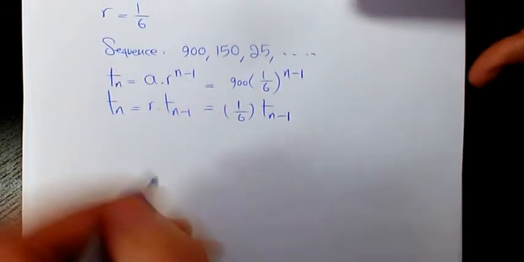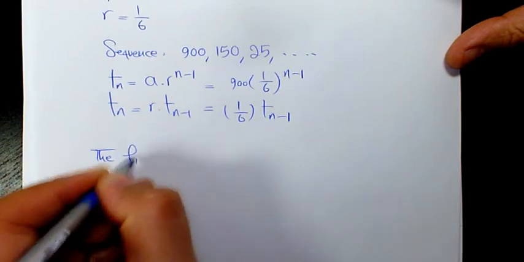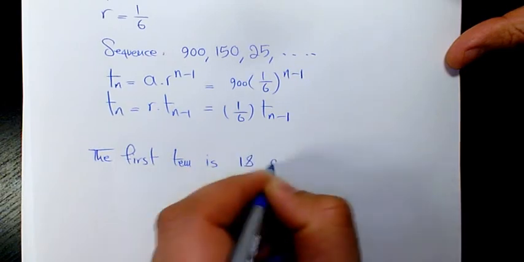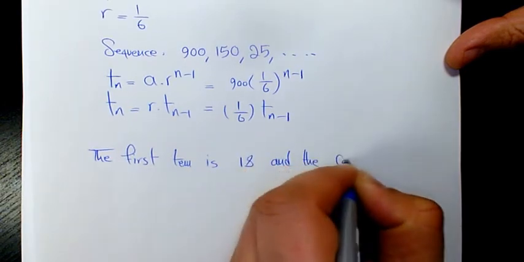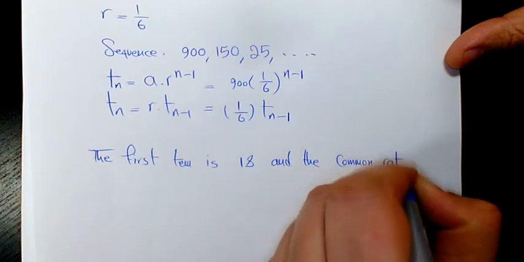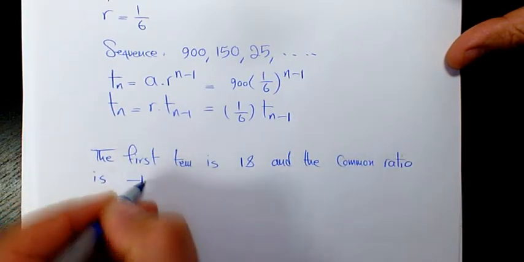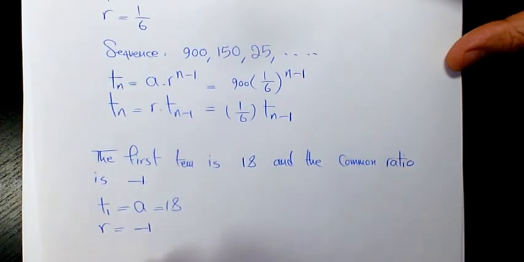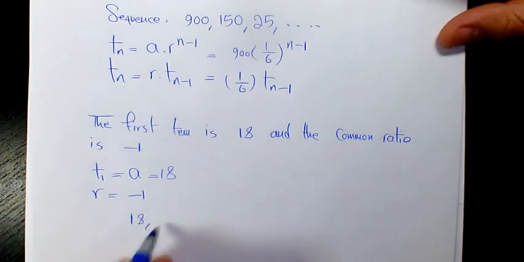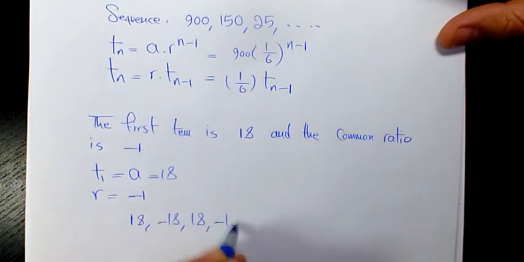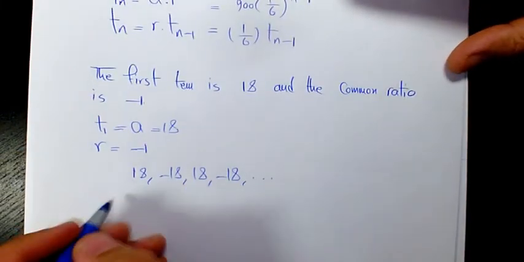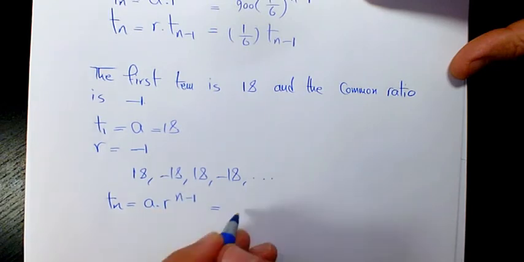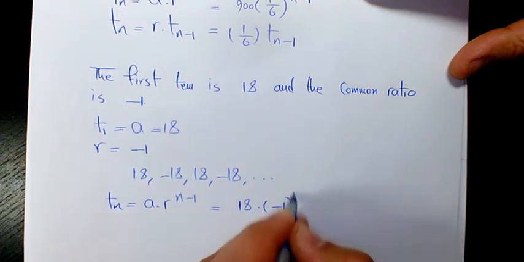Next one, the first term is 18, and the common ratio is -1. So T1 or A equals 18, and common ratio is -1. So the sequence is like that: 18, -18, 18, -18, and so on. So the general term is going to be Tn equals A times r to the power of n minus 1, 18 times -1 to the power of n minus 1.